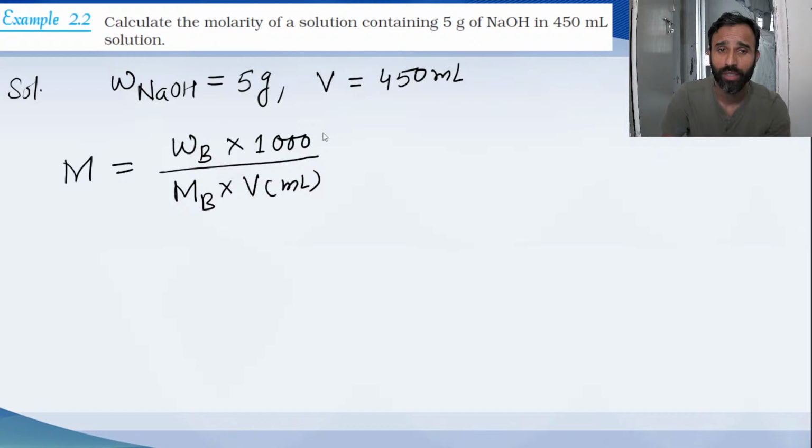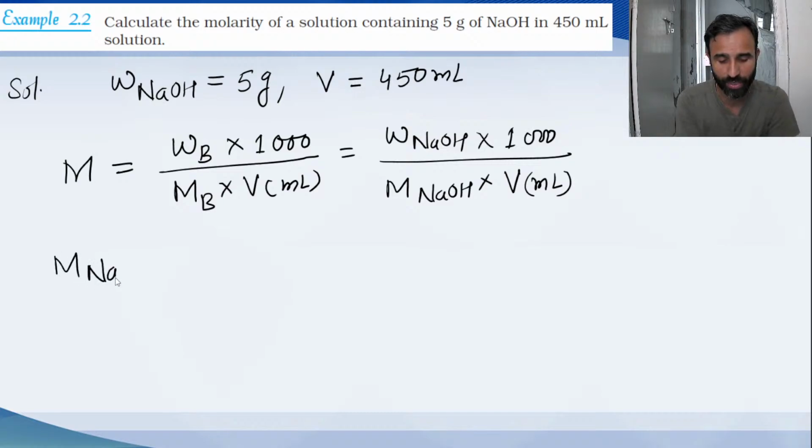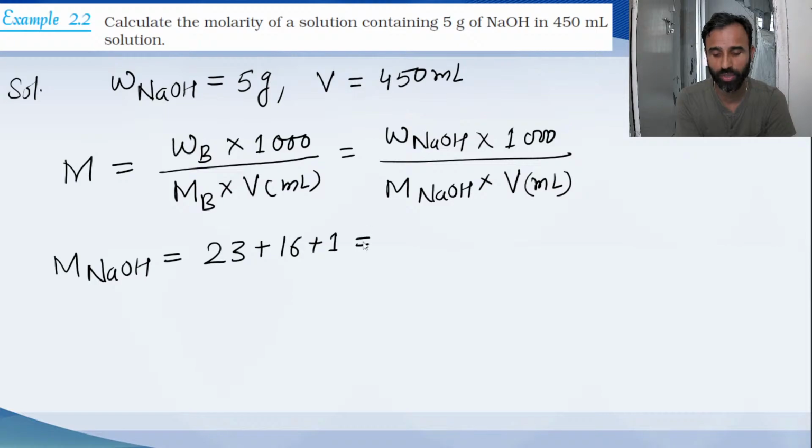See, weight of solute is given to us, that is weight of NaOH. So what is required? Molar mass of NaOH we need to get the molarity, because volume is given in ml, and for that we multiply it by 1000. So molar mass of sodium hydroxide is: atomic mass of sodium is 23, oxygen is 16, and hydrogen is 1. So it is 40 gram per mole.